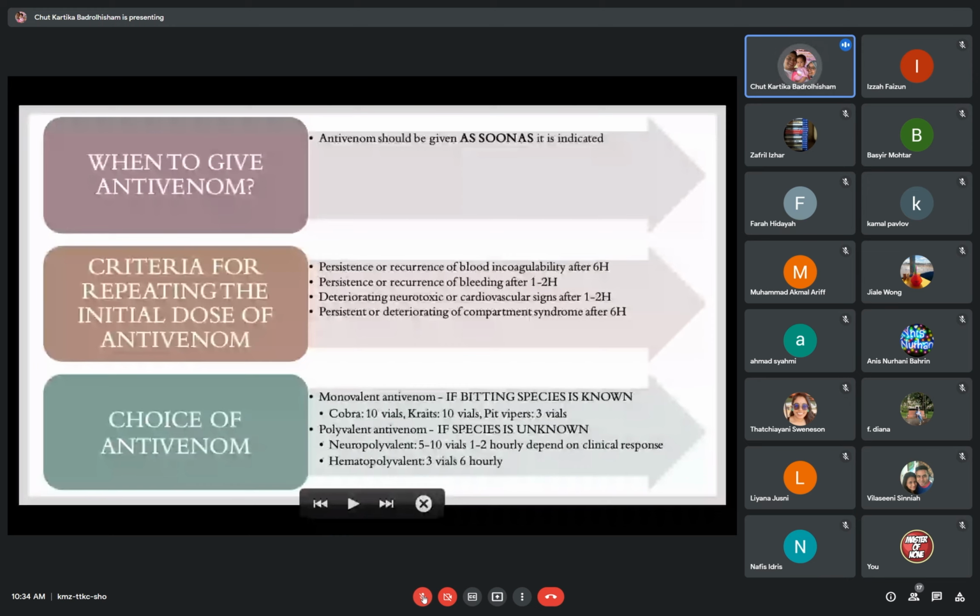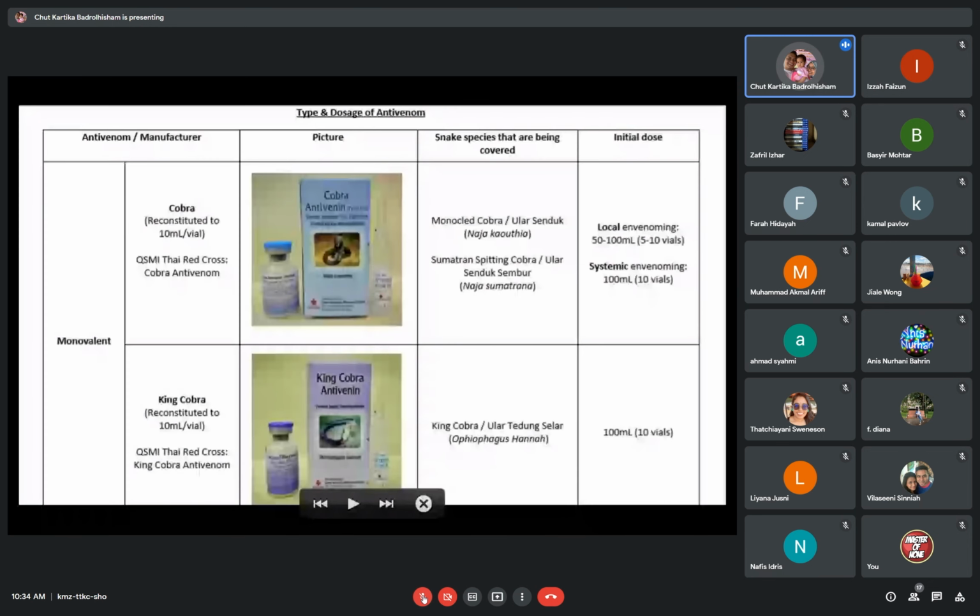Alright, this is an example of antivenom. We have monovalent, for example the cobra antivenom, king cobra. So how much do you want to give? If the patient has local envenoming, about 5 to 10 vials. If systemic envenoming, we give 10 vials. For king cobra, like our case now, if there are envenoming effects, we give 10 vials of king cobra antivenom.